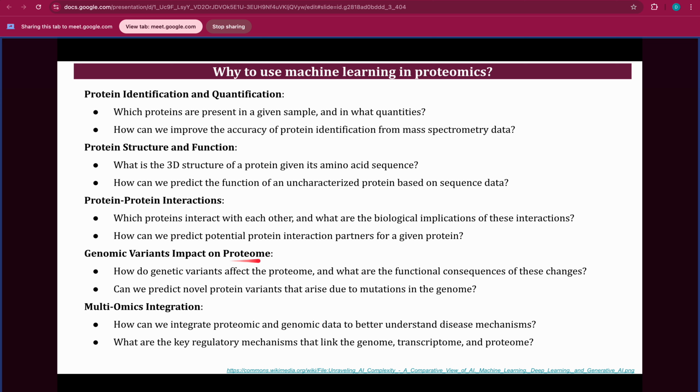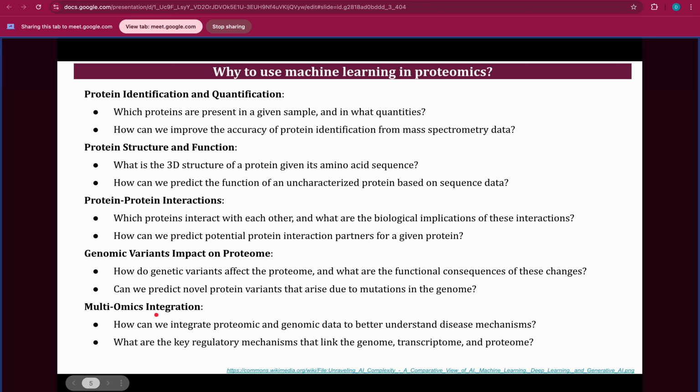Then genomic variants' impact on the proteome. For example, you already have different variations such as SNPs or missense mutations, and you know that these are involved in a particular disease, and you also have some idea of how they affect and alter different pathways. So if you have that information, whenever a new protein comes in and you already know the mutations or changes present in that protein, to some extent you can predict its effect. That can also be facilitated by machine learning, and you can also predict novel protein variants that arise due to mutations in the genome.